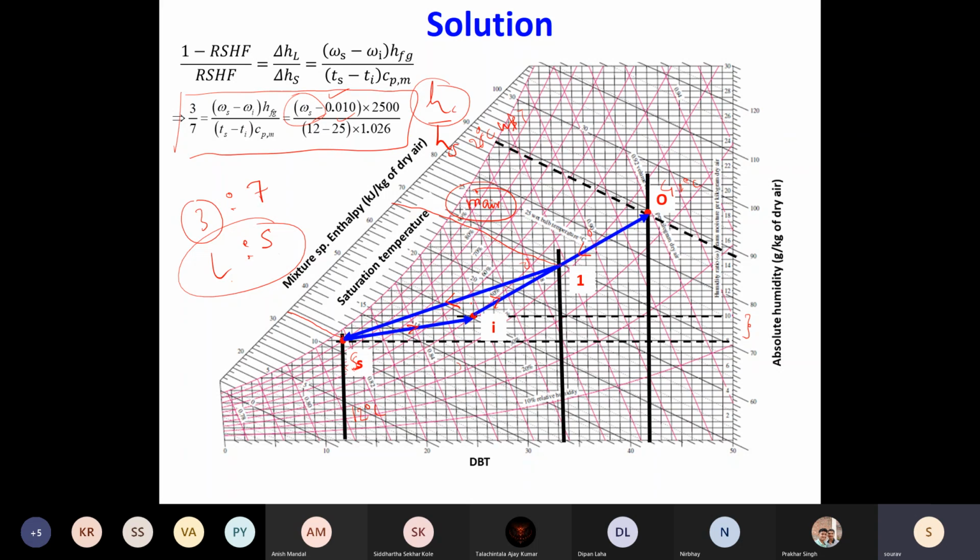Whereas what is given in the question is the total load in the room. This is the total load in the room. This is the total load felt by the coil because of the additional enthalpy brought in by the outdoor air. Now this is 100 kilowatt. You can find out how much is this.